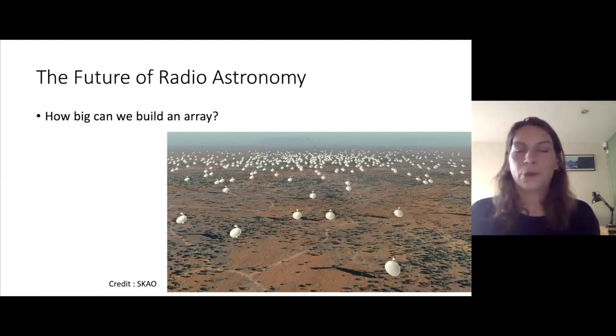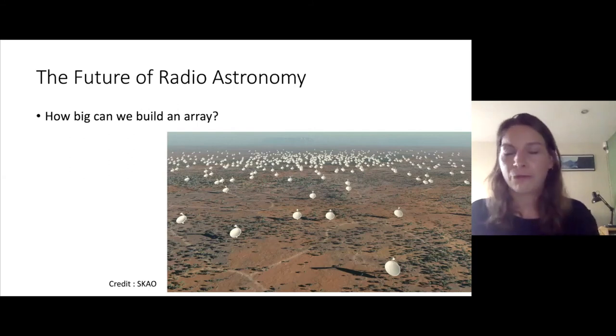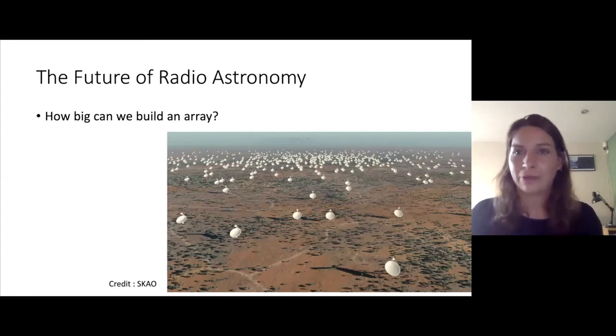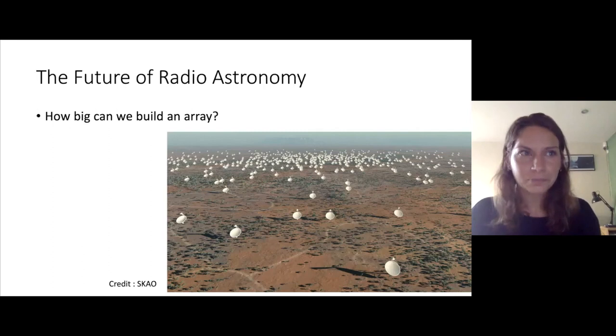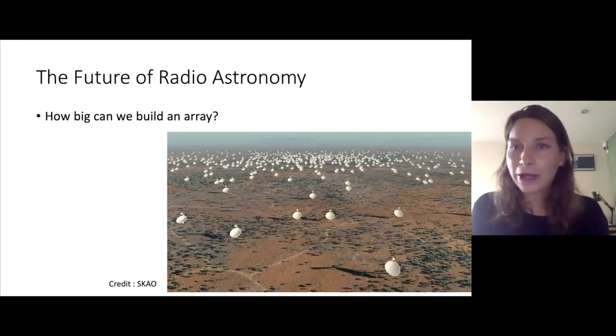exabyte. So working out how to process the data in real time is really important so that you don't have to store all of it. You can work out which bits are useful, which observations are good, and get rid of all the other stuff without having to find a way to store an exabyte of data a day. However, when it works and when you can store the data, it works really well.